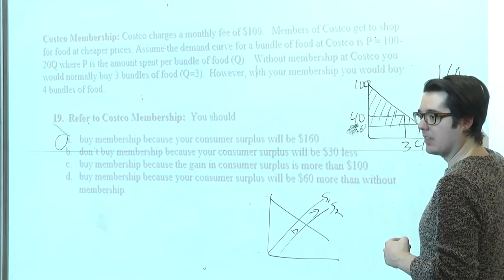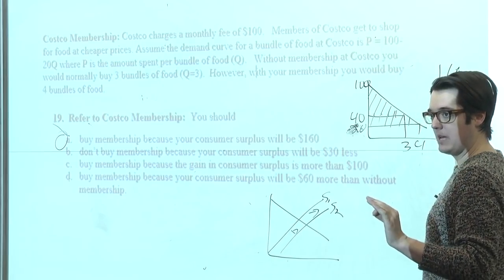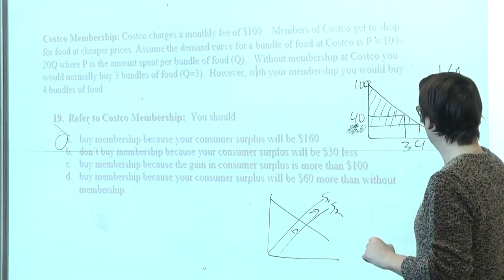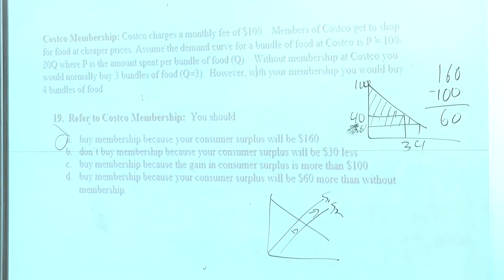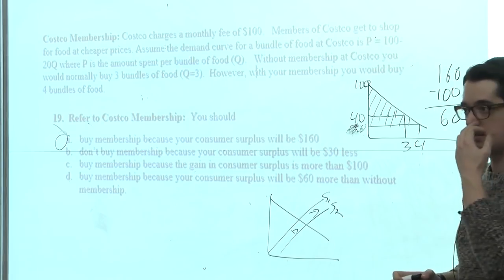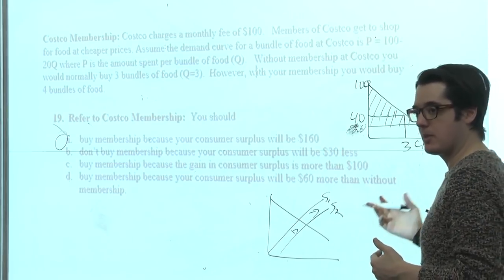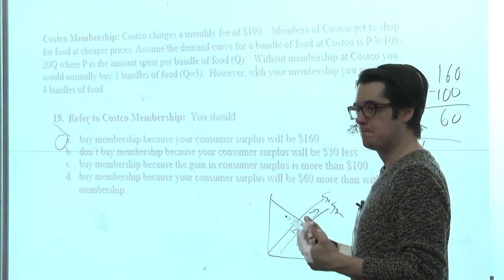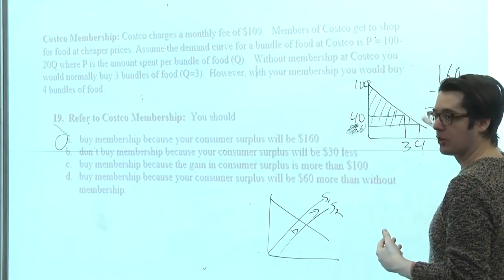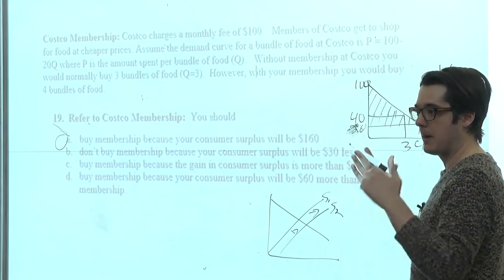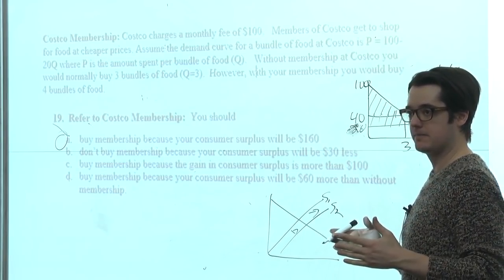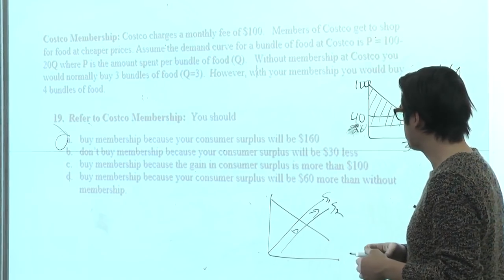But then we also have that $100 we need to pay for our membership. So the net consumer surplus we get out of this is only $60. And without a Costco membership, our consumer surplus was 90. So we would lose $30 in surplus by getting that Costco membership. Right? Okay.